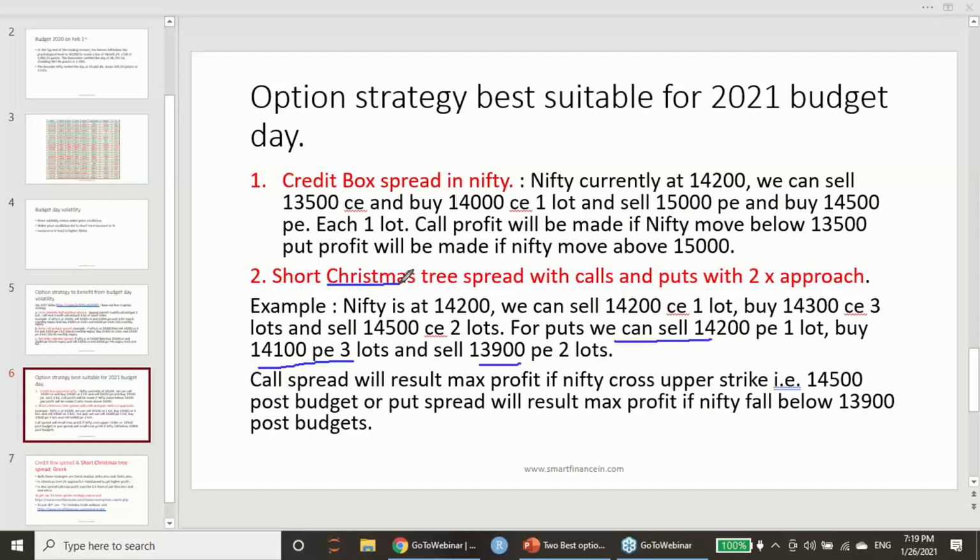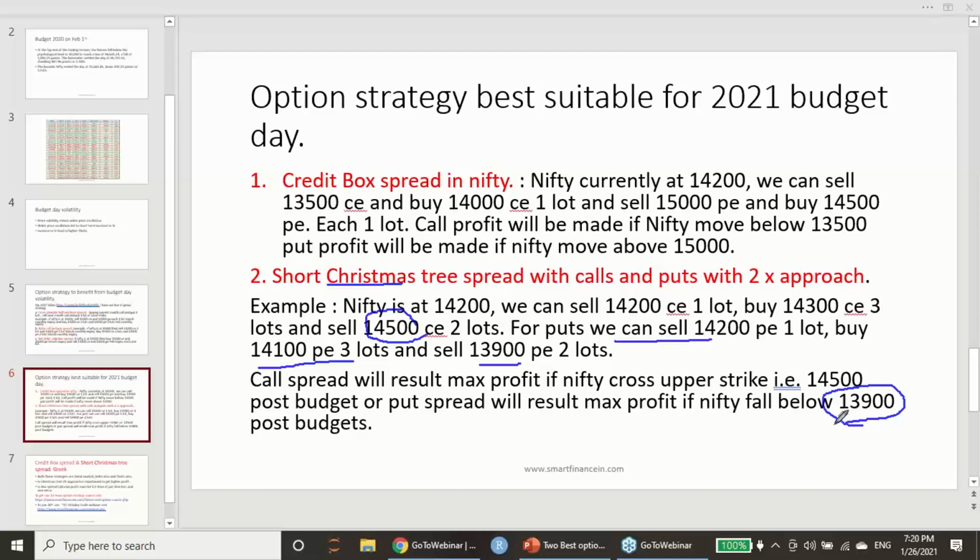And this Christmas tree strategy gives you profit. Short Christmas tree strategy gives you the profit if the price moves above the upper strike or below the lower strike, 14,500 above or 13,900 below. If the index manages to move there, you will be clocking the highest profit. This is the idea, because we are expecting wide price oscillations, and to take benefit of that, we are involving this kind of arrangement.